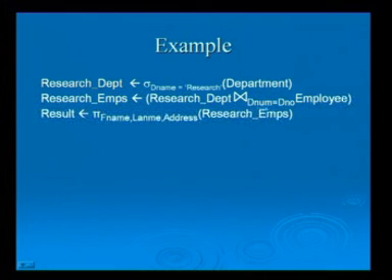So, we use a join operation here, and we get the employees working for the research department, but we only want to see their first name, last name, and the address. Because of that we perform the projection operation on the research employees to get the final output.